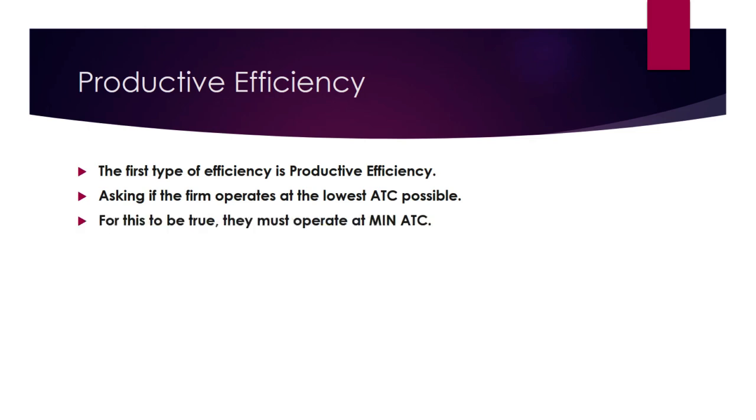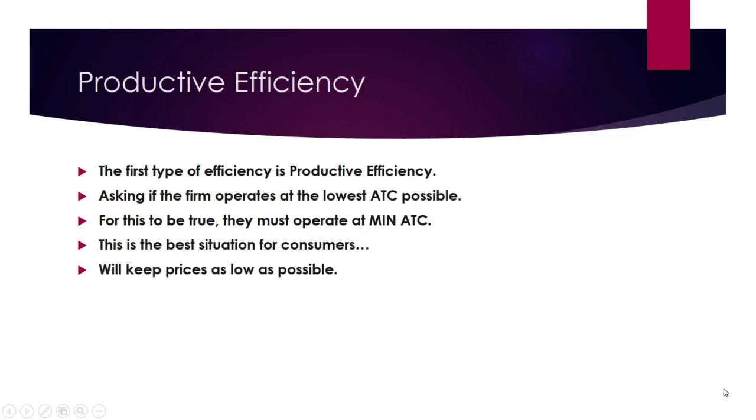Now, for this to be true, you agree that they must be operating at the minimum average total cost, right? Well, remember, what shape is average total cost? Average total cost is U-shaped, right? So if average total cost is U-shaped, then we have to be at that very bottom of that U. Now, this is clearly the best situation for consumers because it's going to keep prices as low as possible.